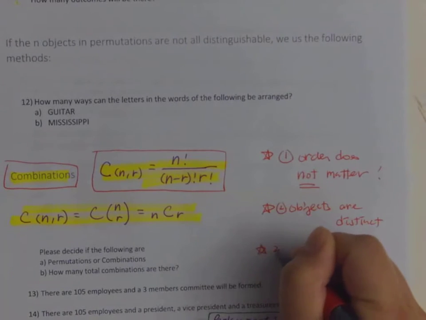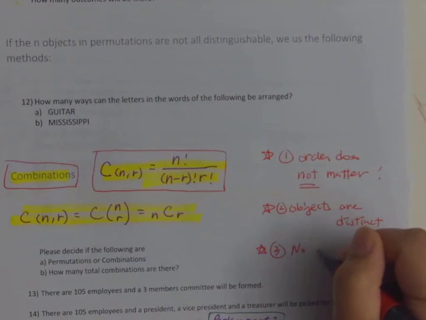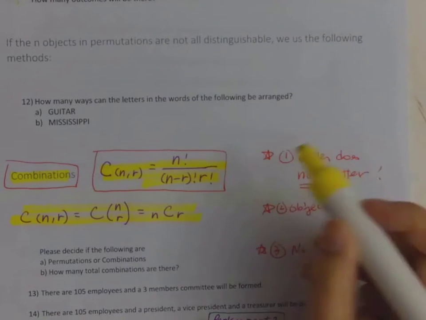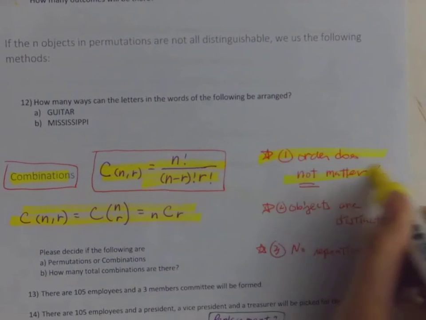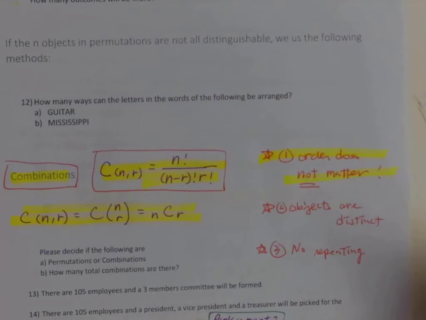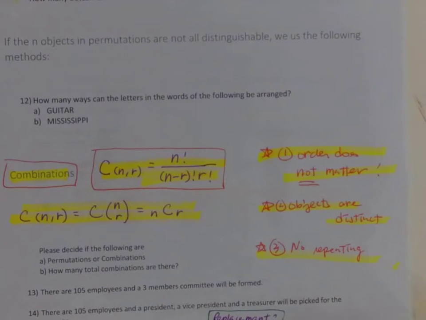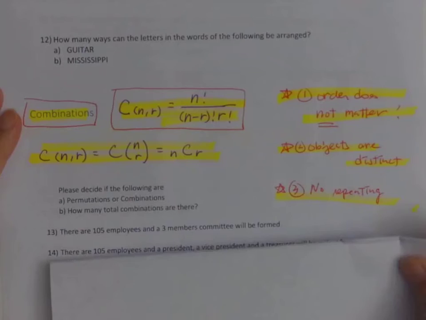And then still there's no repetition, no repeating. So this time the main difference between combination and permutation is the order doesn't matter here. But the other stuff is the same. Okay, so for the next two questions we want to know, are they permutations or combinations? So let's look at this. Some of your homework questions may ask something like that.